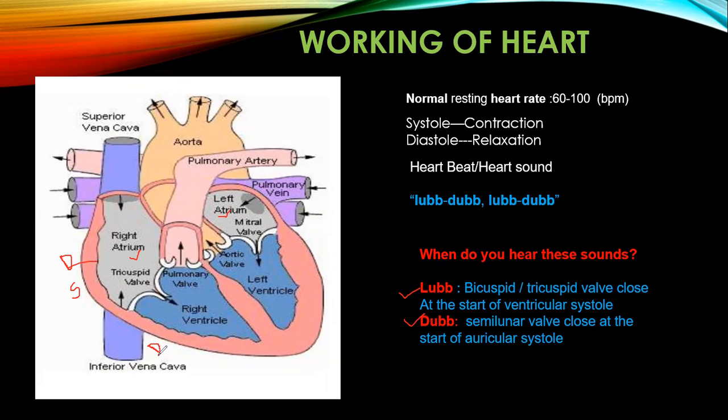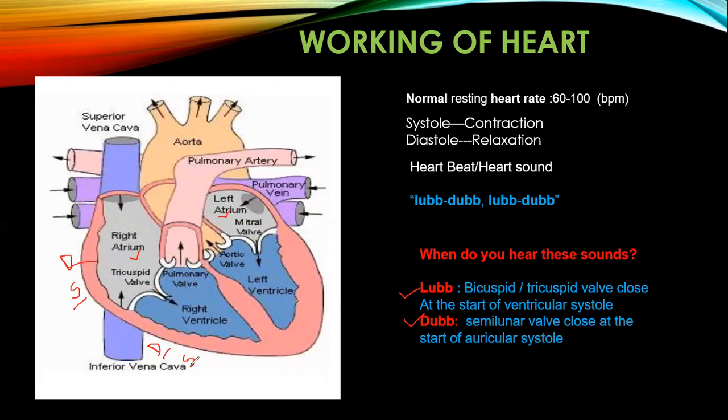At the same time when these upper chambers are contracting, they are in the systolic phase, these ventricles are in the diastolic phase. That means they are relaxed, they are just receiving the blood from the upper chambers. After that, what will happen?